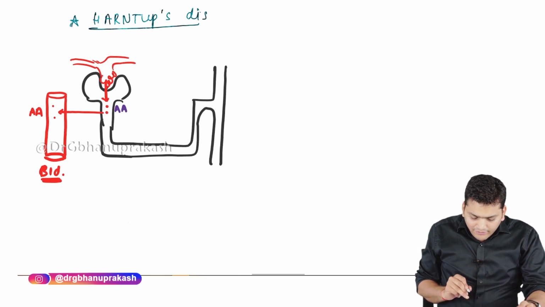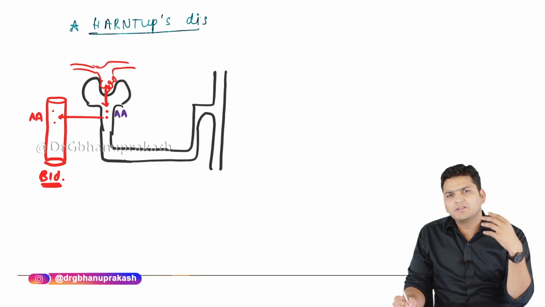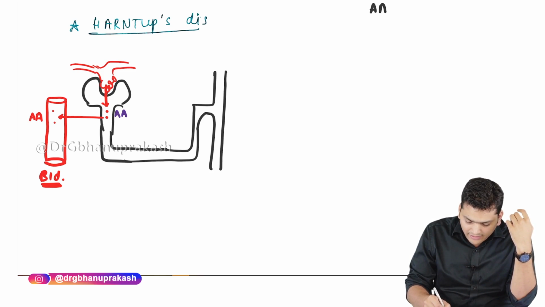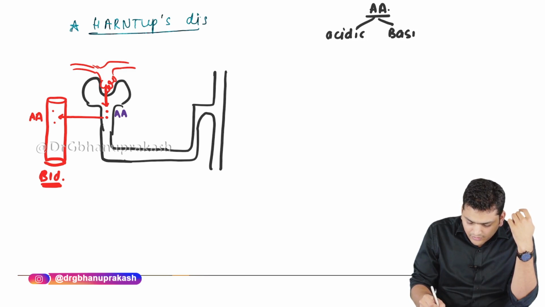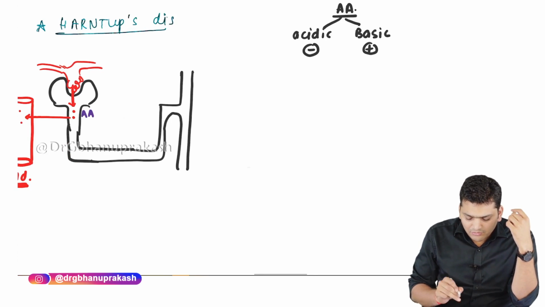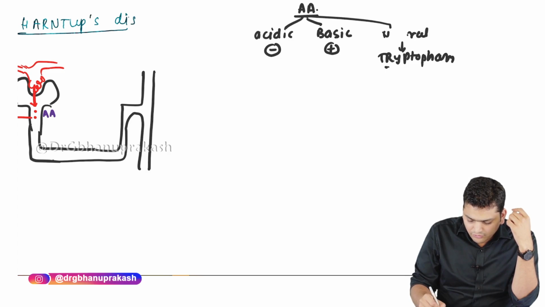Now, if I divide the amino acids into several categories, one way by which I can divide, we have discussed in the other session, that is the classification of amino acids. In that we have discussed that the amino acid can be acidic, can be basic. Acidic amino acids are the negatively charged amino acids. The basic amino acids have the positive charge. And there are some amino acids which do not have any charge, they are the neutral amino acids. If we talk about tryptophan, tryptophan is a neutral amino acid.